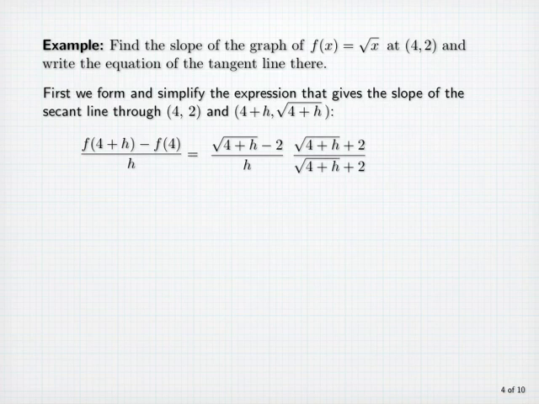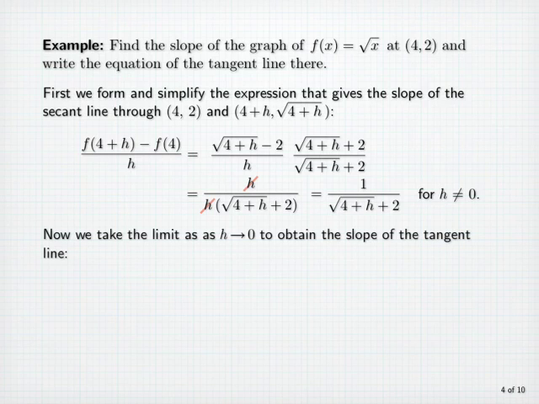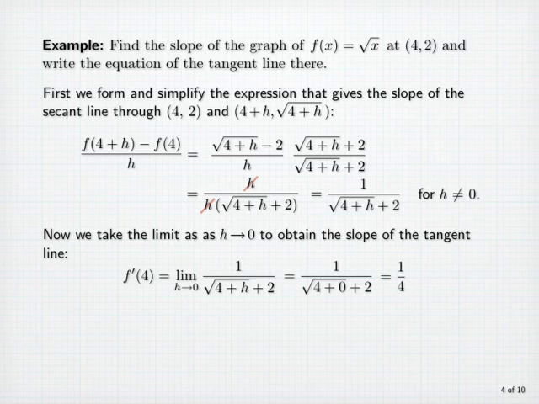Next, we'll multiply the numerator and denominator of the fraction by the square root of 4+h plus 2. This makes the numerator 4+h minus 4, so we can get rid of the 4's, and then we have h divided by h, which is 1, and so the difference quotient is equal to 1 divided by (the square root of 4+h plus 2) for all h other than 0. So now we take the limit as h goes to 0 and obtain the slope of the tangent line. F prime of 4 is equal to the limit as h goes to 0 of 1 over (the square root of 4+h plus 2), which is 1 over (the square root of 4 plus 2), or 1/4.